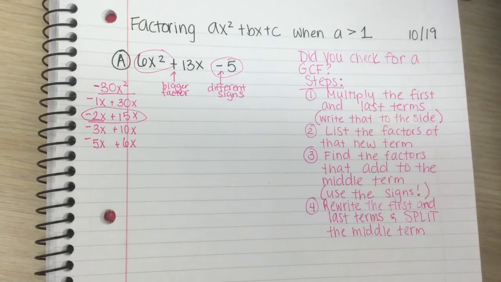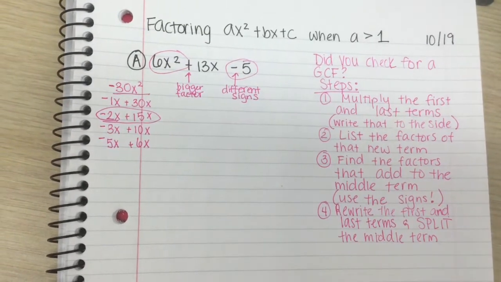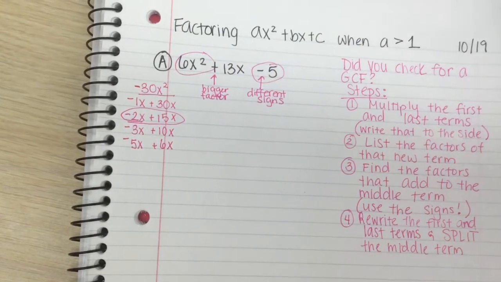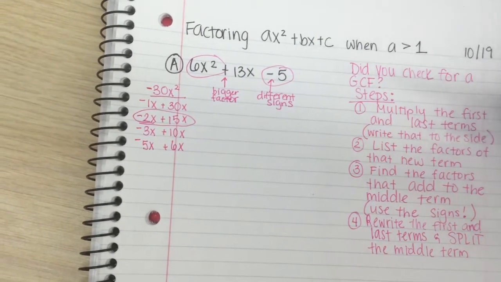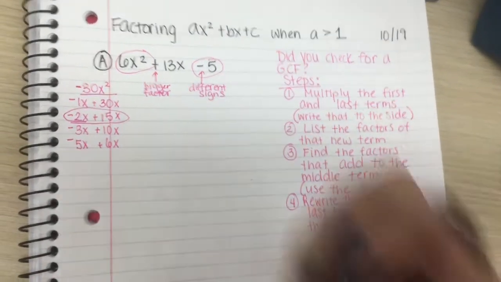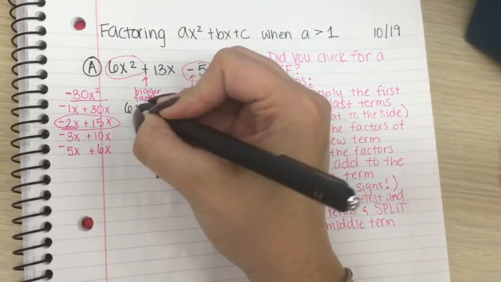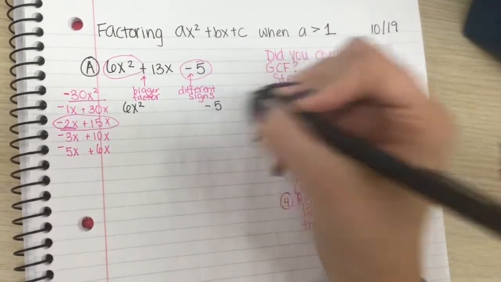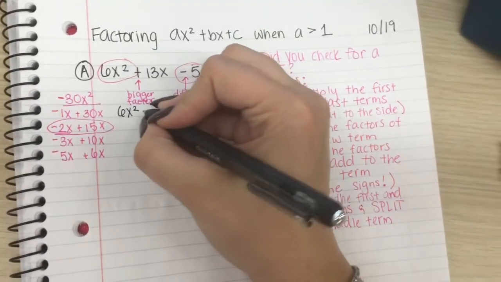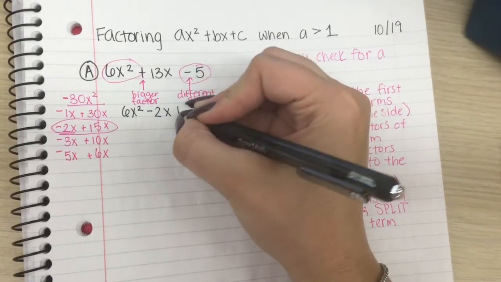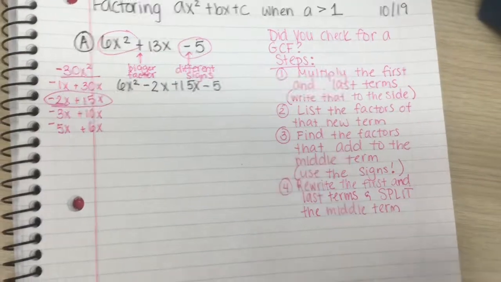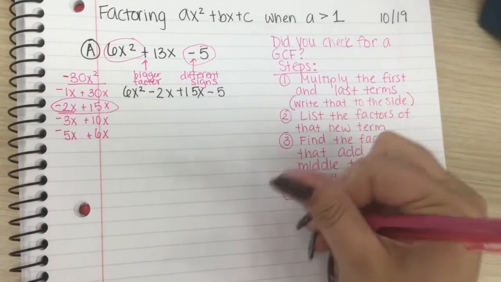Here's where we want to rewrite the first and last terms and split the middle term. This process is called split the middle term. So I like to circle my first and last term so I remember that I need to copy those again onto my paper. So I'm going to write 6x squared, and I'm going to rewrite that -5. Then I'm going to write the two terms in the middle that split the middle term, -2x plus 15x. And from here, we can factor by grouping.